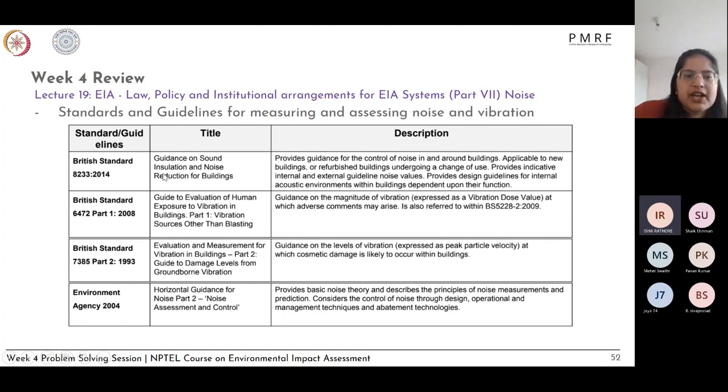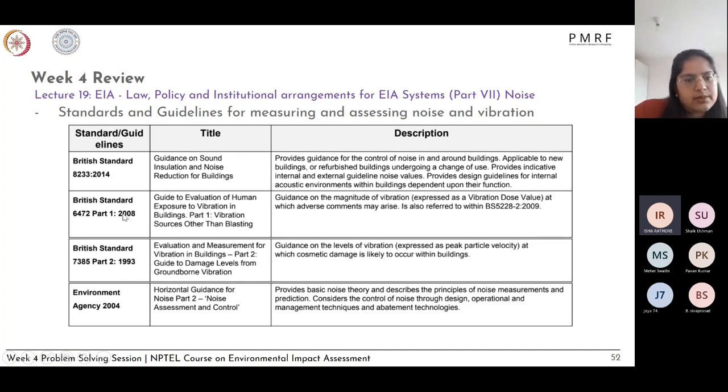Then we have another British standard on sound insulation and noise reduction for buildings. So providing sound insulation and how much sound insulation to provide, for new buildings, for already built buildings or refurbished buildings which are undergoing a change of use. So these are again based on the internal and external noise values in their surroundings.